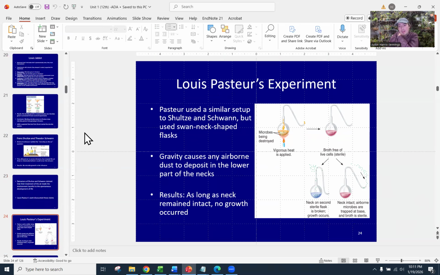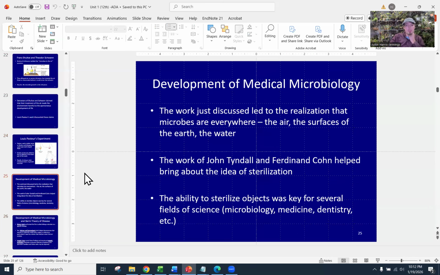So he used a different setup where he had this flask with a really long swan neck, and it made air exchange incredibly difficult, so that any dust or particulate matter didn't get into the infusion. And so it would stay sterile until that neck was broken or until those particulate matters were blown into the neck of the flask.